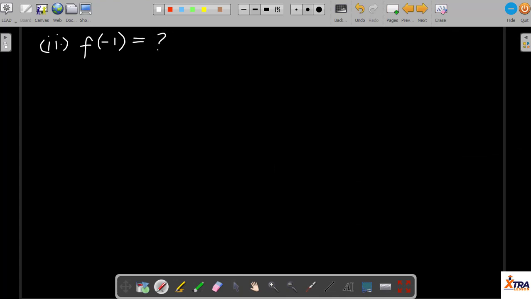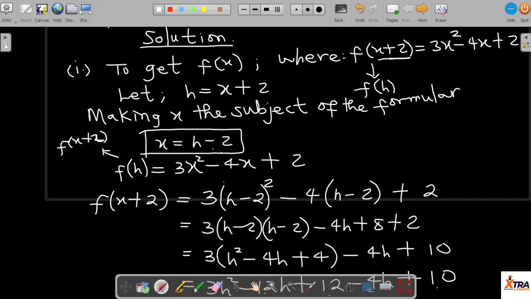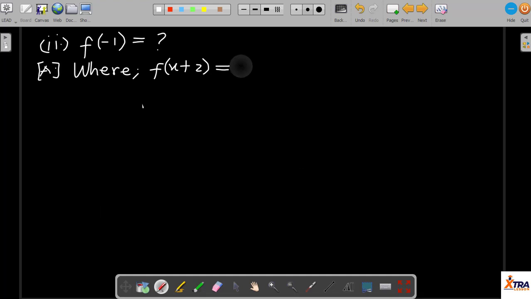Now, there are two ways I want us to look at this. The first way will be if you have not gotten our f of x from the original function. If you have got from the original function where we are given our f of x plus 2 instead of f of x to be 3x squared minus 4x plus 2, the first thing I'll do is, I want to get f of minus 1, and I'm given f of x plus 2. I can easily just equate this minus 1 to x plus 2.